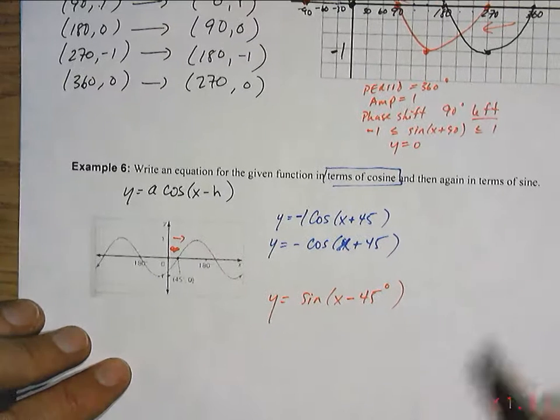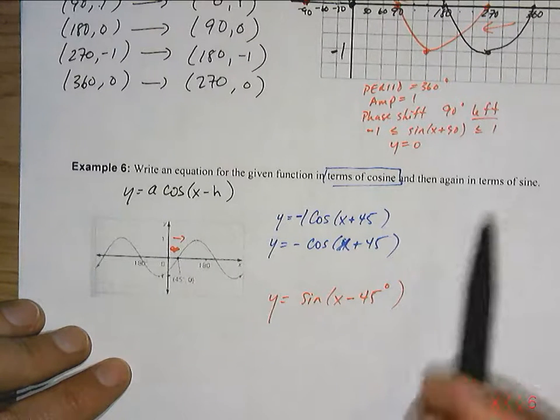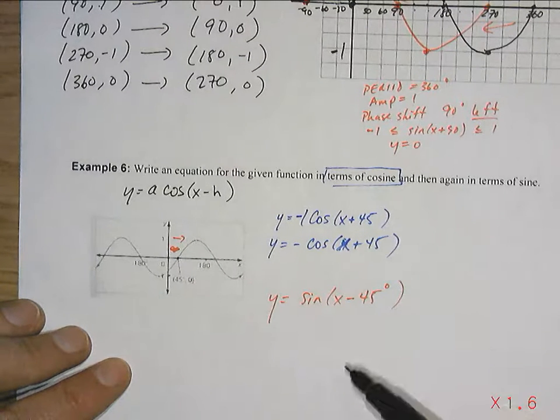Sometimes the question will ask you for both. Sometimes it'll just say find an equation, and if that's the case, you can pick which one you want, the sine or the cosine.